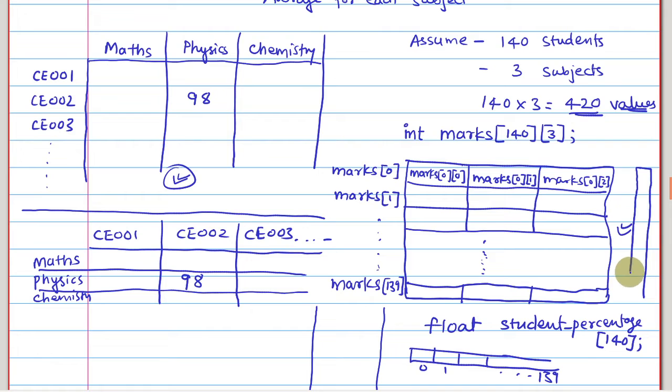Actually, this is not a two-dimensional array of 140 rows and one column. It is not, but it is a single dimensional array of 140 float numbers, right? So index 0 of it will store the percentage of student roll number 1. Index 1 of it will store the percentage of roll number 2 at index 1, and so on, right? So it would be like this.